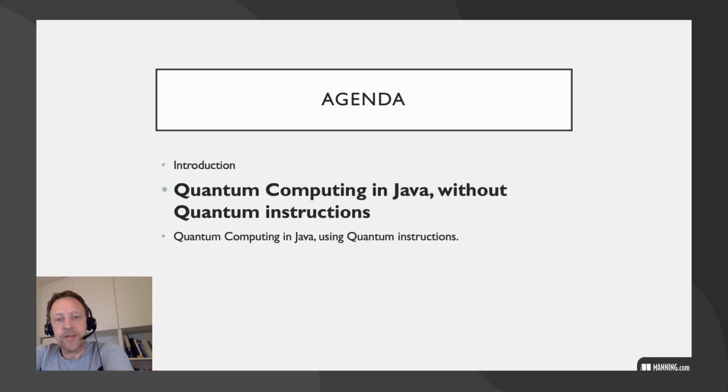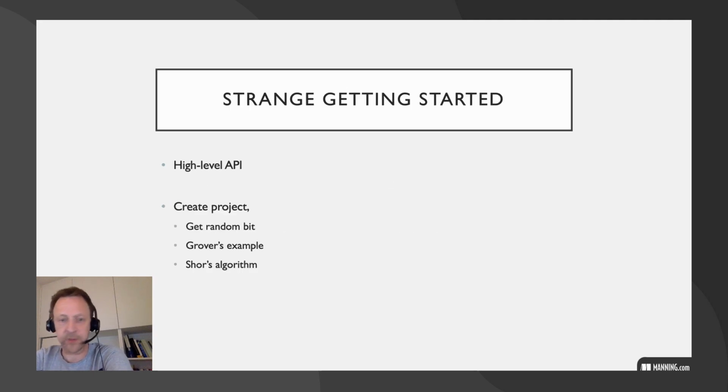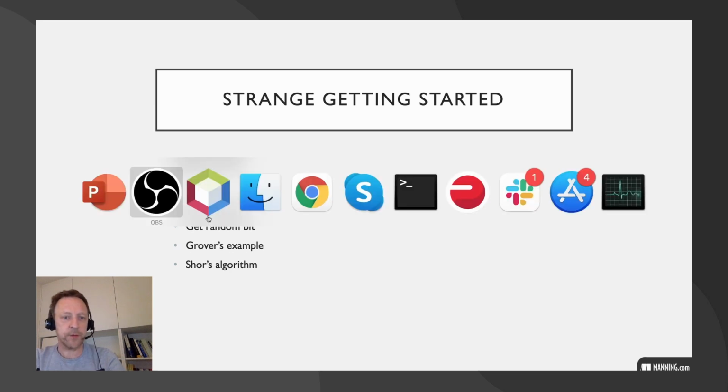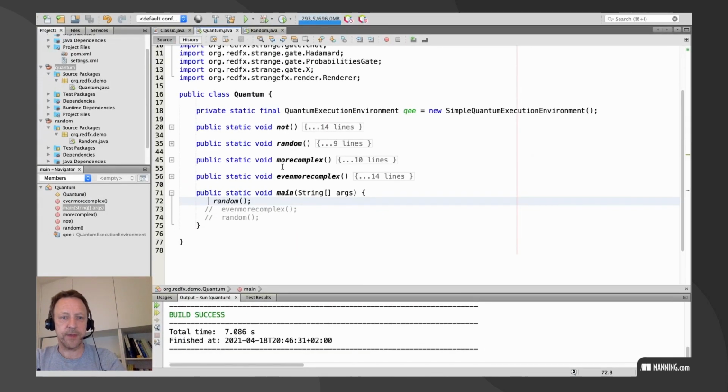Okay, I think it's about time for some code now. So we will use a Strange simulator and we will write some code in Java using the high-level API, without using quantum restrictions yet. So what will we do? We will create a project. I'm going to use NetBeans. And I will create a project that generates a random number. Well, actually a random bit. It's going to generate 0 or 1. And then I'll create a few other projects as well. So let me switch to NetBeans.